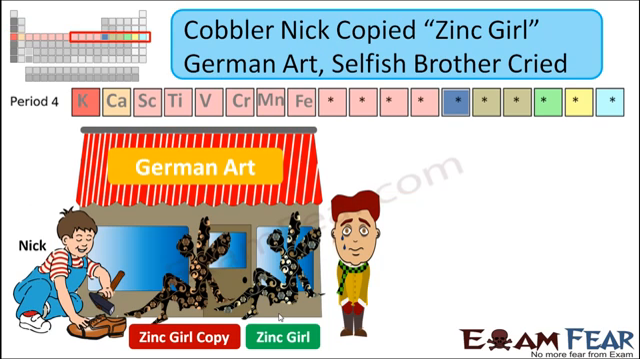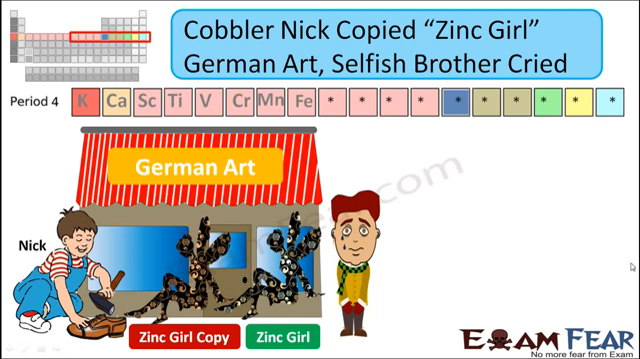Let's move on to the next half of period 4 elements. Can you guess by looking at the image on the screen? Here we see a cobbler named Nick, and we also see an art gallery, some German art gallery where you have some zinc girl statues, and we also see another guy who is crying. So the story here is cobbler Nick copied zinc girl, German art. Selfish brother cried. So this gallery is basically the zinc girl German art gallery.